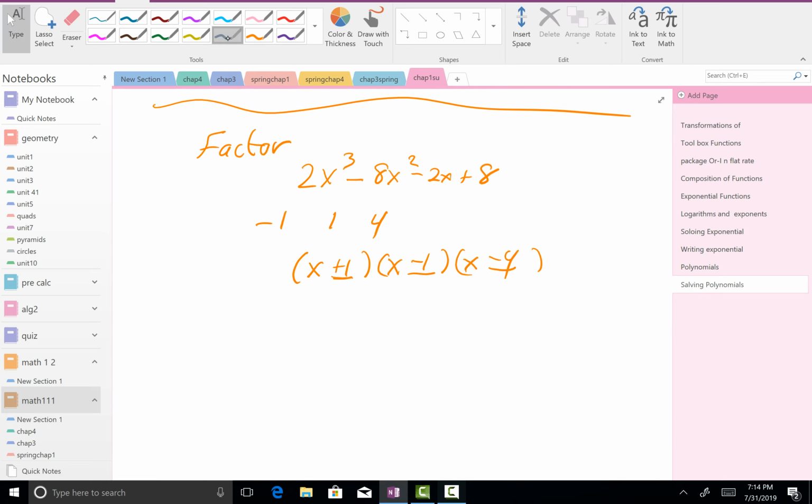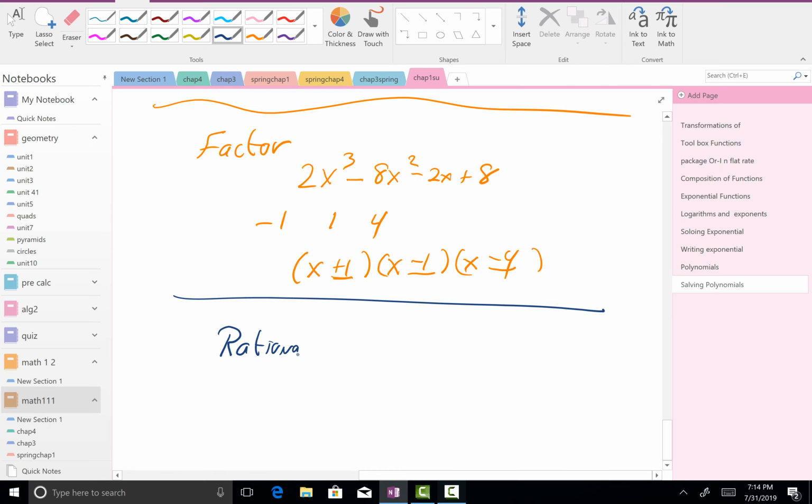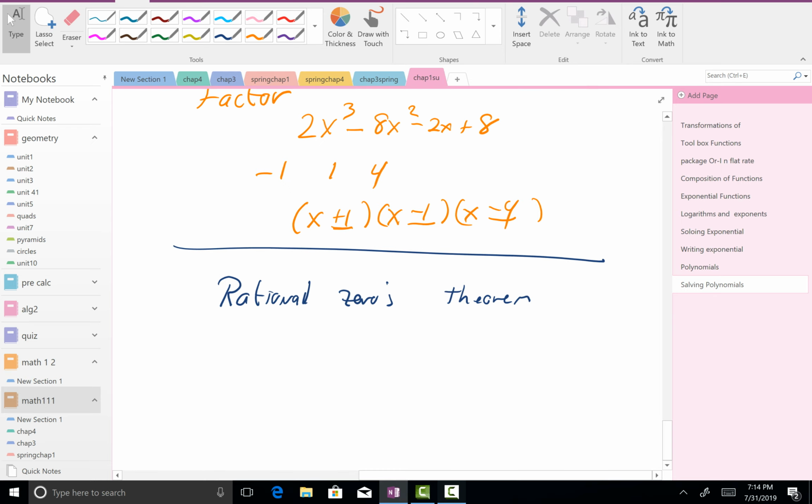There is another theorem, this is all in 3.2, called the rational zeros theorem. You're not going to get tested on this whatsoever, but I'm going to mention it. Here's what it says. Let's say we've got this guy. I'm going to put this back up here.